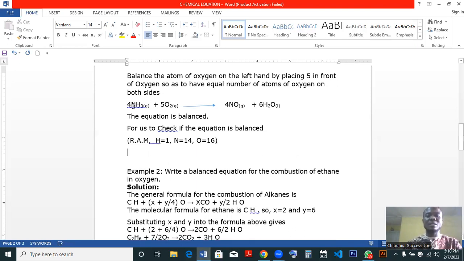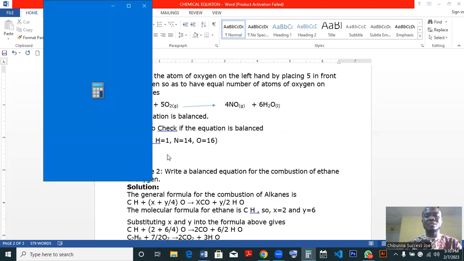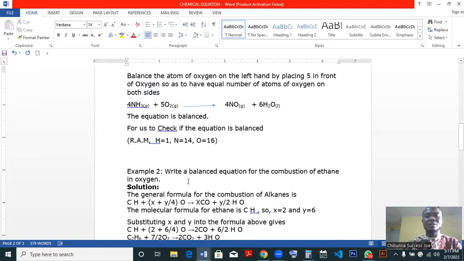On the left-hand side here, we have nitrogen and hydrogen: 3 atoms of hydrogen and 1 atom of nitrogen. And because we have this 4, we have increased the number of atoms. So let us now calculate to know if actually it is balanced.